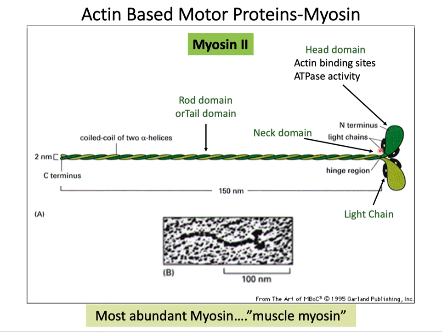Myosin 2 also has 4 light chains. These are shown here in black, and these are 4 small molecular weight proteins that are associated with the head domain and also help regulate its function. Myosin 2 is quite large, and you can even see it under an EM, as shown here.